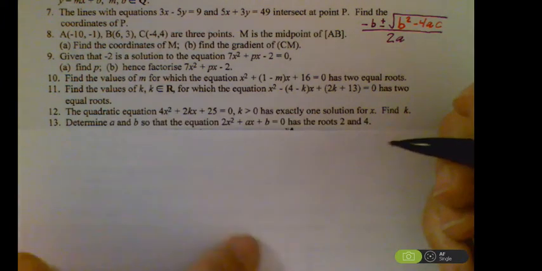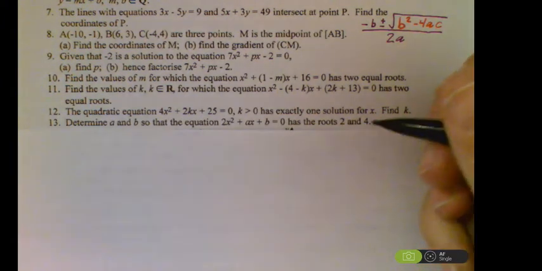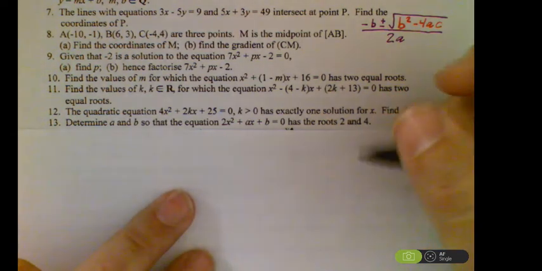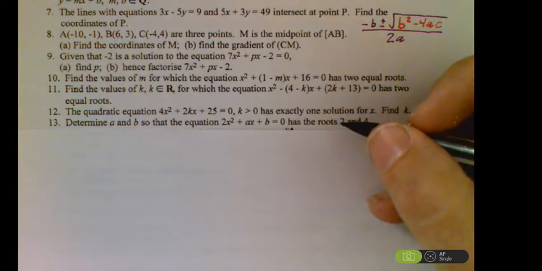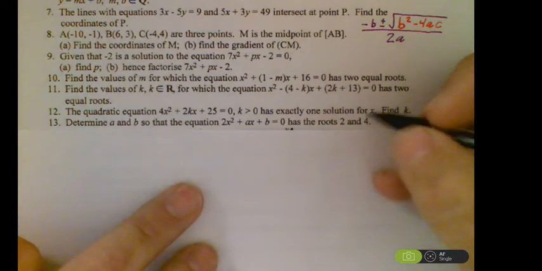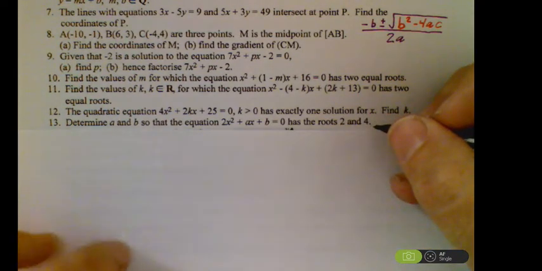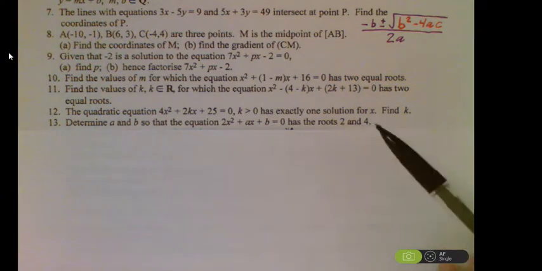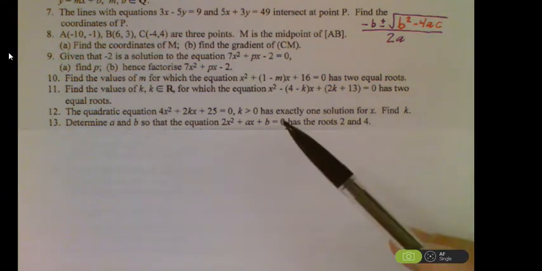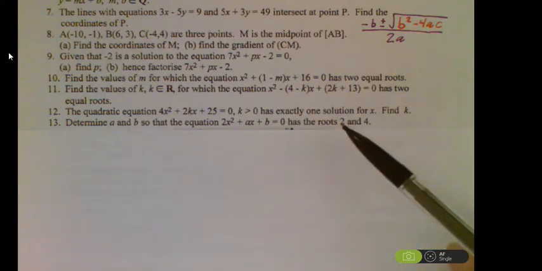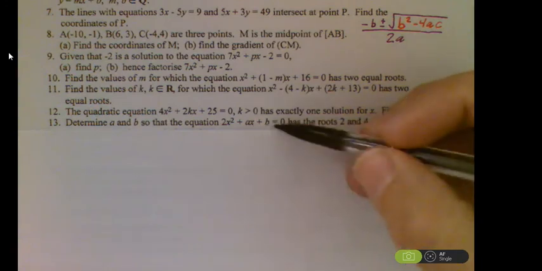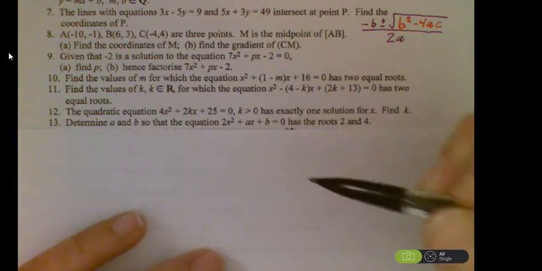Moving on to number 13, it says determine a and b, knowing that the two roots are 2 and 4, so keep in mind, if our roots are 2 and 4, that means the solutions are 2 and 4. Which means we have points on the graph at (2, 0) and (4, 0). Since this already equals 0, that's why I can sub this in for the x value. We have two unknowns. We don't know a or b, so it's going to take two equations to solve.